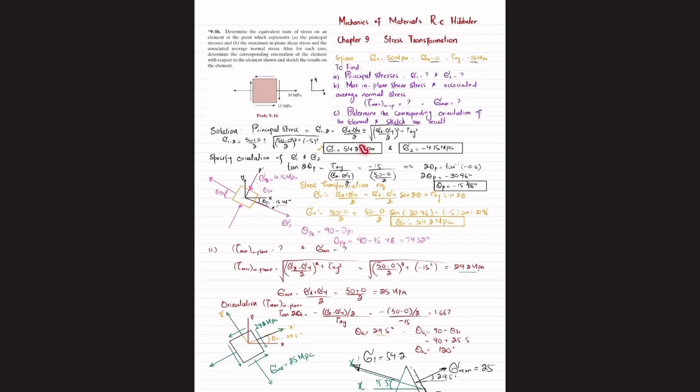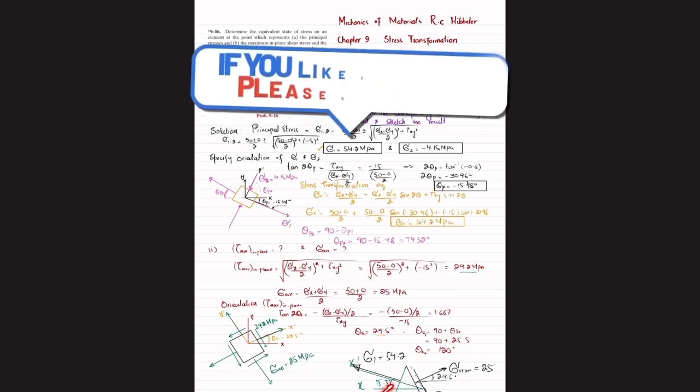1 and sigma 2 and their orientation and specify the orientation on element. And in second part we have found the maximum in plane shear stress and average stress and their orientation and specified them on the element. And by combining these two you can also specify the state of stress on the element.